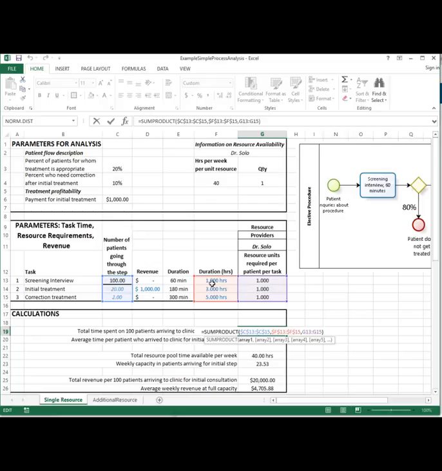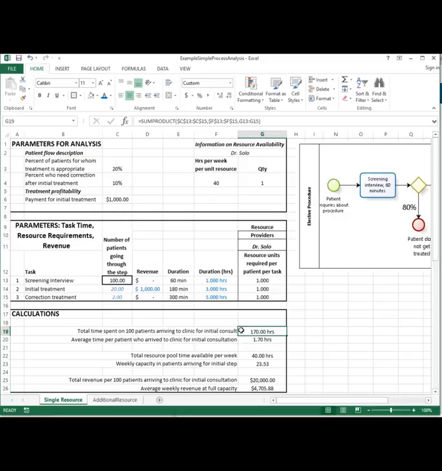So I got 100 here, plus 60 here, plus the correction treatment. If we started with 100 people, 20 will get the initial treatment. Of them, 10% or 2 will get the correction. So it's 2 times 5 times 1, so that's 10 more. So the total time spent by my resource on these 100 patients arriving at a clinic will be 170. You can see that.